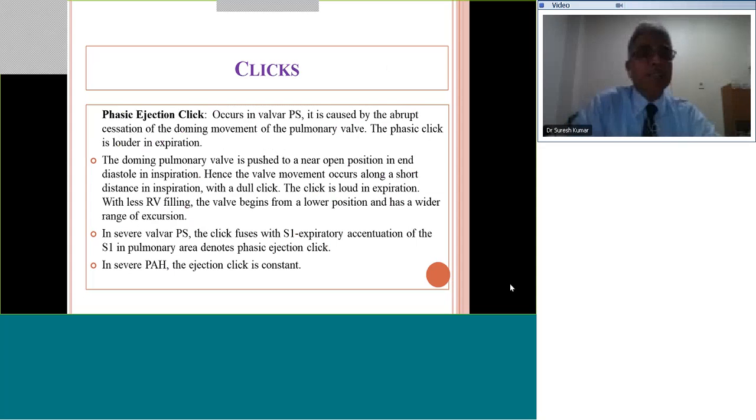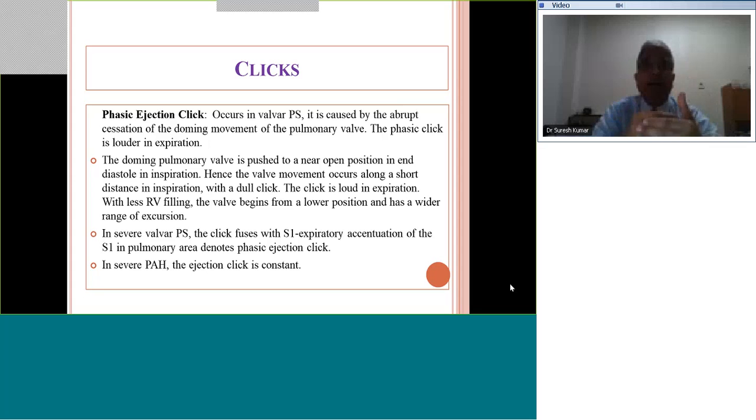Now we come to clicks. A phasic ejection click is a feature of valvar pulmonary stenosis. What causes a phasic ejection click is the abrupt cessation of the doming movement of the pulmonary valve. Remember the pulmonary valve appearance in the echocardiogram. It is doming. The valve has a range of movement from where it starts to open to the point of the maximum excursion of doming.